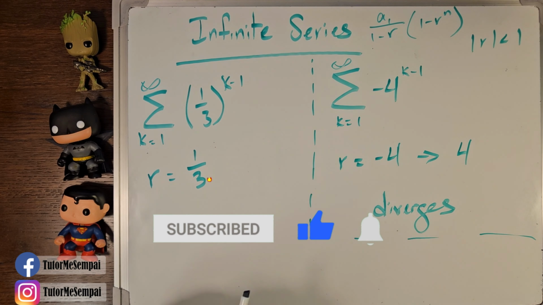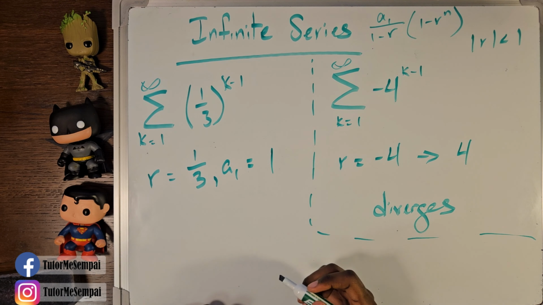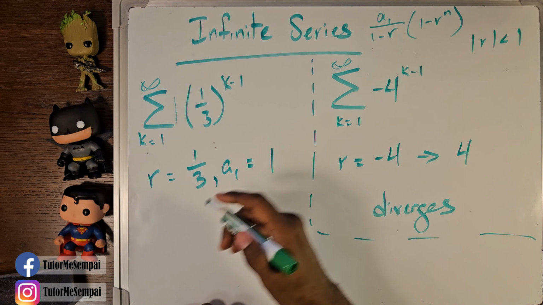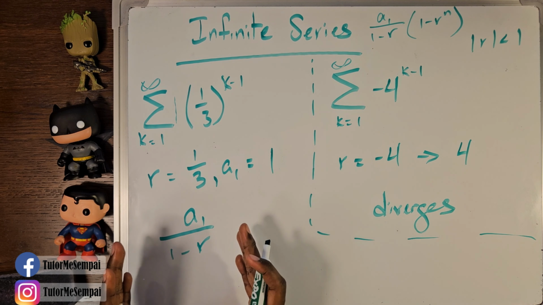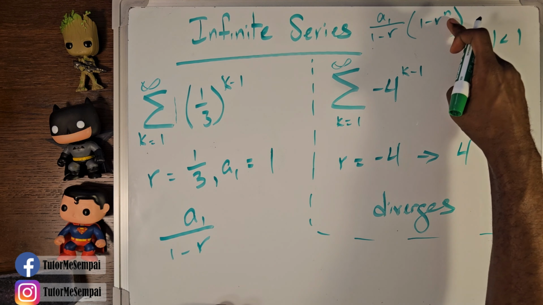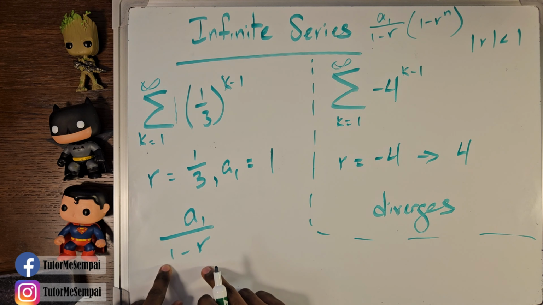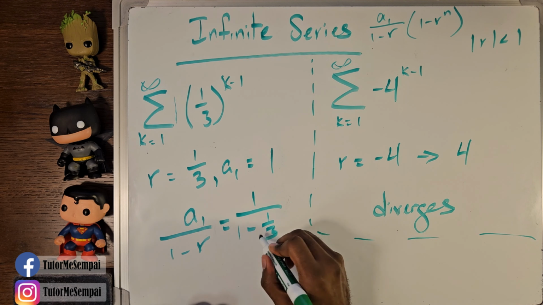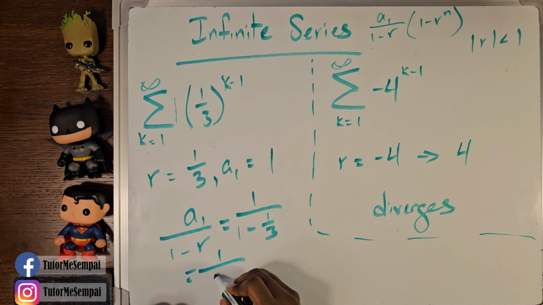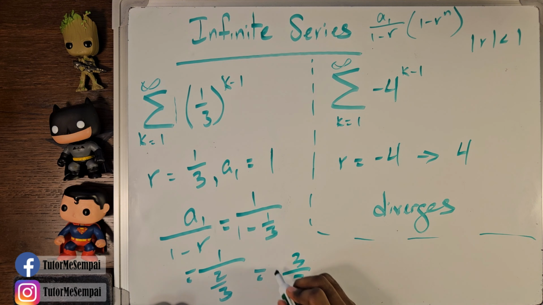We know our r, and the only other thing that we need is our a sub 1, which we said to be 1. So if we plug that in to our a sub 1 over 1 minus r, remember that's the only thing you need because this r to the n is going to go to 0, and you're just going to have 1 minus 0, which is just 1. So this is the only thing you need to evaluate. And by plugging this in, you have 1 over 1 minus 1/3, which gives you 1 over 2/3, which is going to give you 3 over 2. Our answer is going to be 3 over 2.